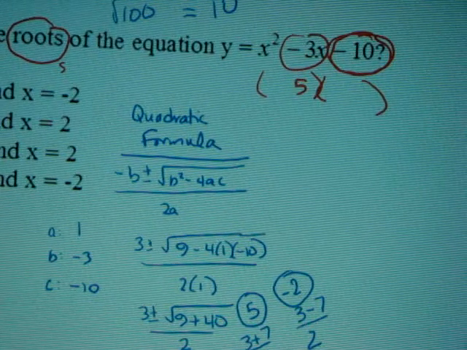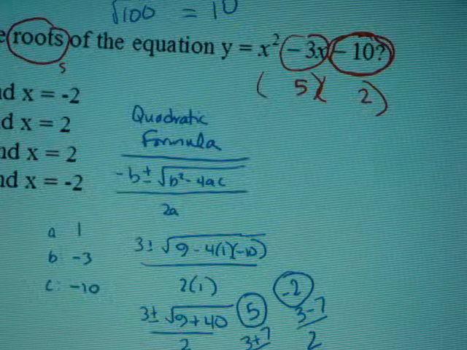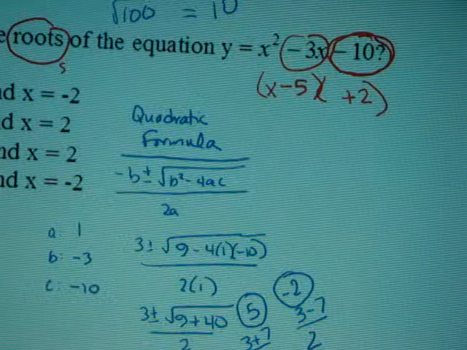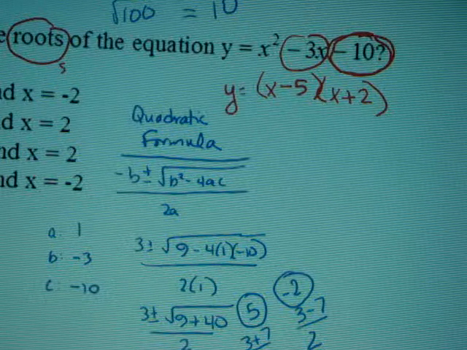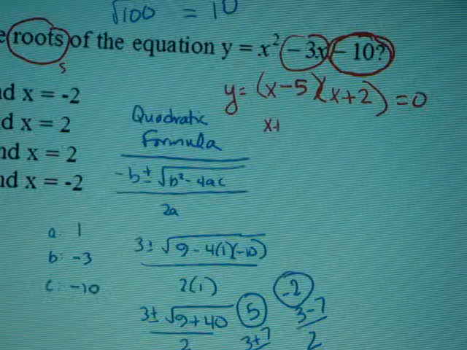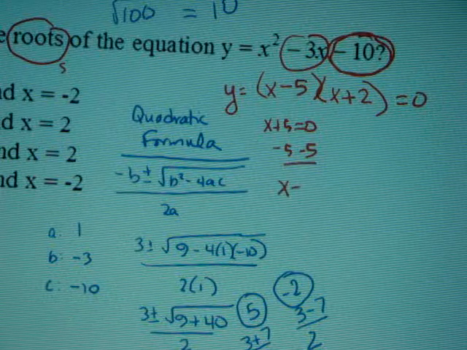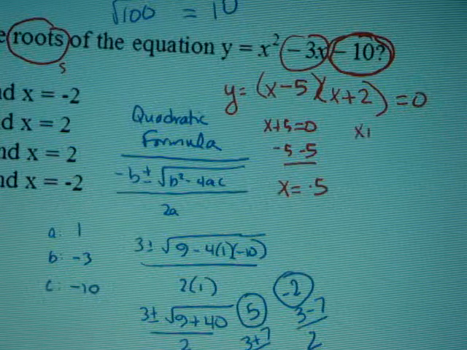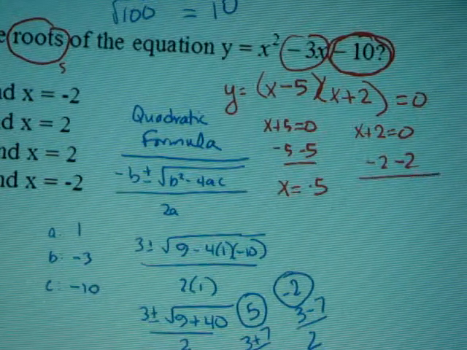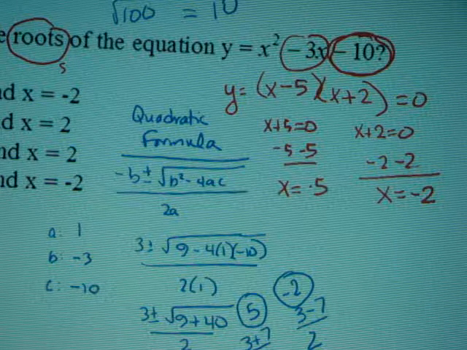Again, we're looking for factors that multiply to give you negative 10, add to give negative 3. If you had a 5 and a 2, 5 and 2 will multiply to give you a 10. One of them needs to be negative to give you a negative 10. Well, if you want them to add to give you a negative 3, it's the 5 that has to be negative. So x minus 5, x plus 2. Now here's why they call them zeros. You set each of those binomials equal to 0.